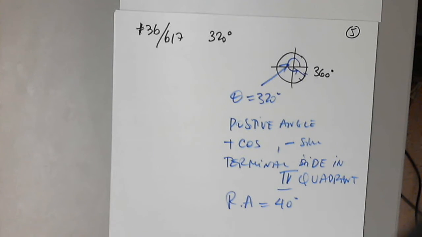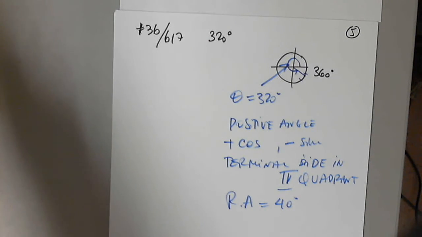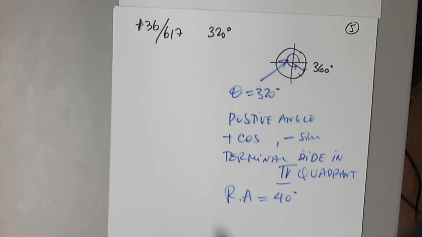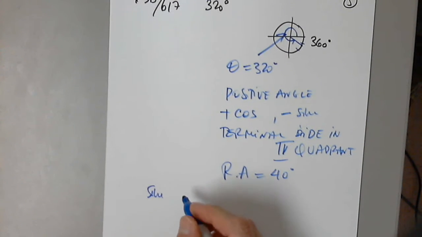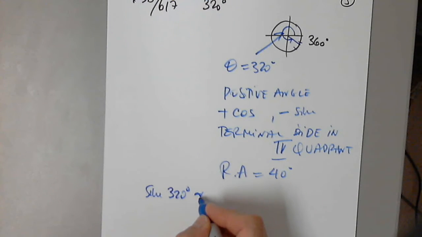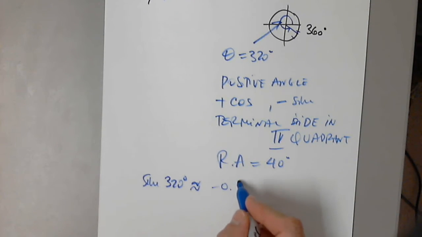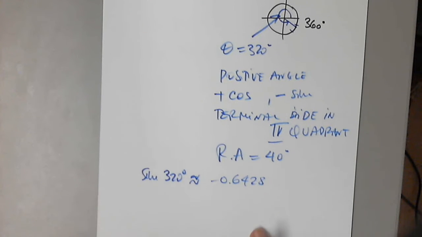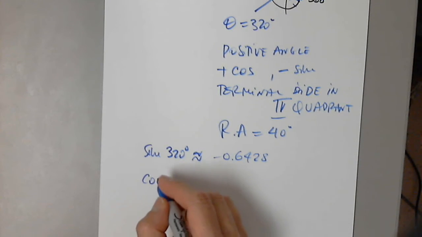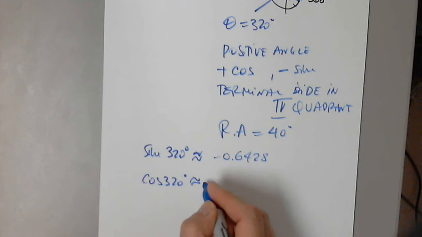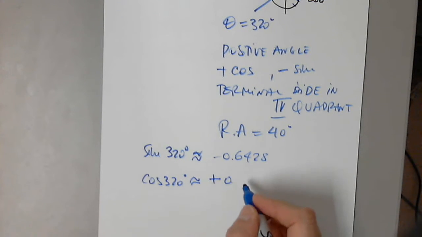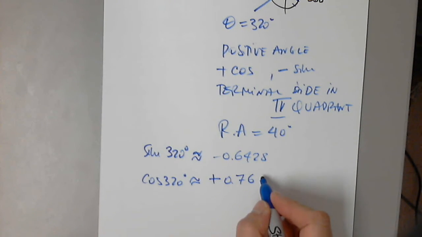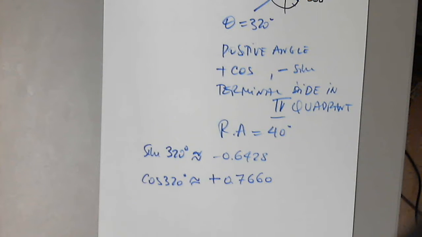But when we put them down and write them in our notes, we have to say that sine 320 degrees is approximately negative 0.6428 if you want 4 decimal digits. And then cosine 320 degrees is approximately positive, you don't have to write the positive, I'm just making a point, 0.7660. Because any angle in the fourth quadrant will have a negative sine and a positive cosine.